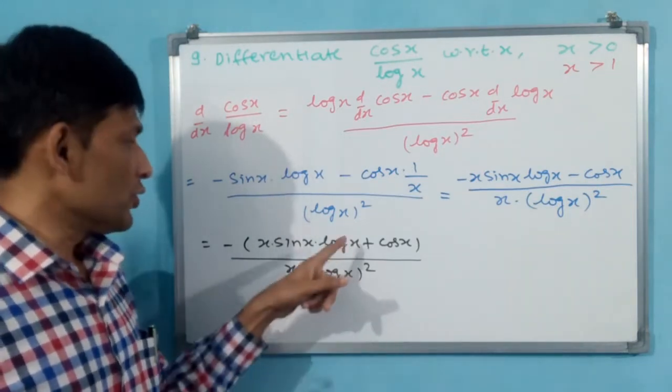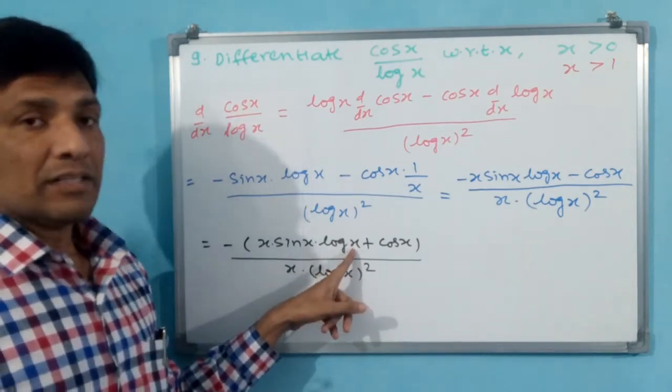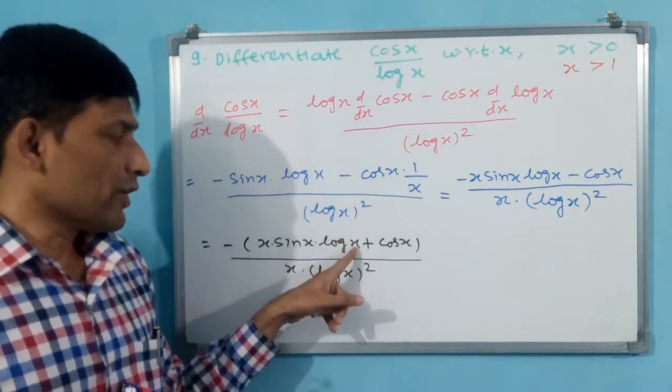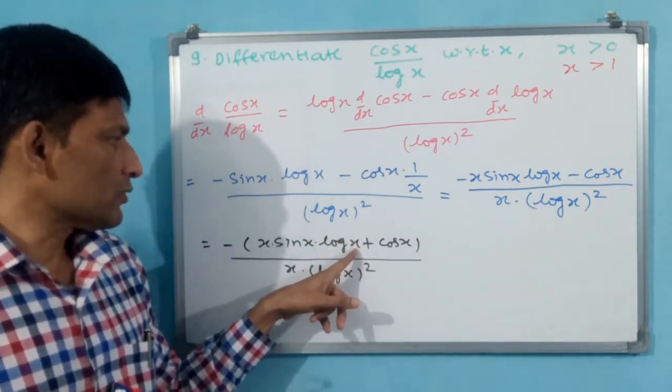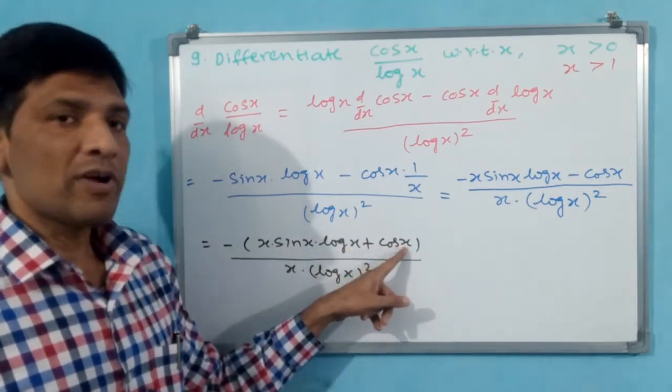Here, the domain in both numerator and denominator matters. Why? Because here also log x is there. That means negative values for log x should not be given. But here you can give 1. Even if you give 1, log x is going to become 0, and cos 0 is 1.